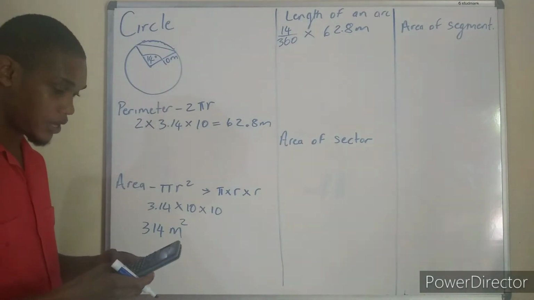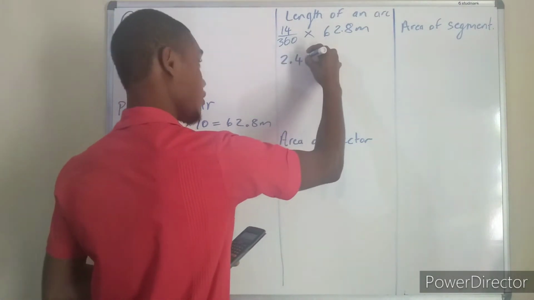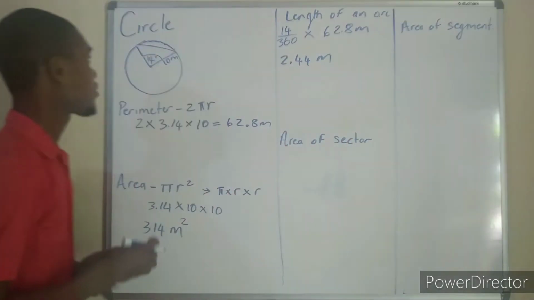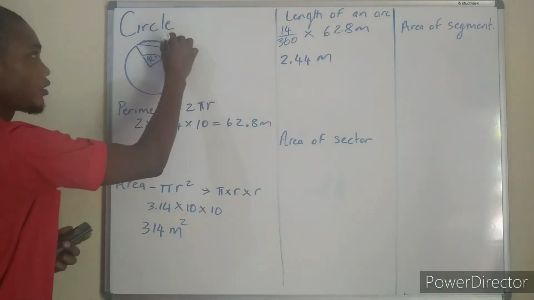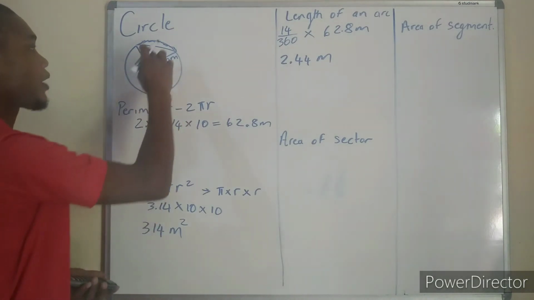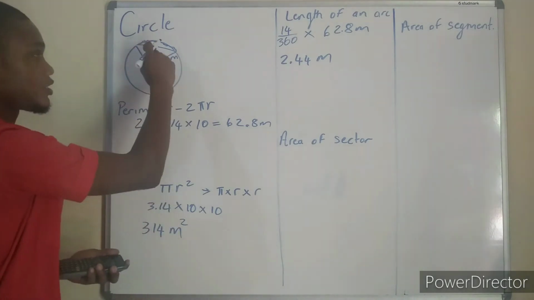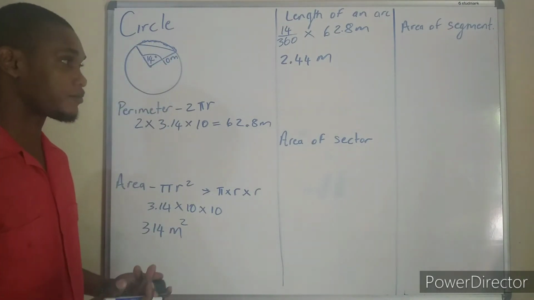And you will be able to get the answer, which is 2.44 meters. So the length of this arc here is 2.44 meters. This is the part that is called the minor arc. If it was this bigger piece, it would be major. But because it's smaller than 180, it is minor.